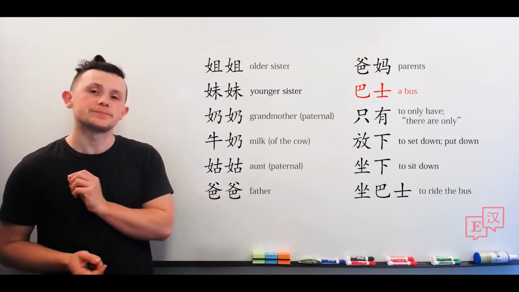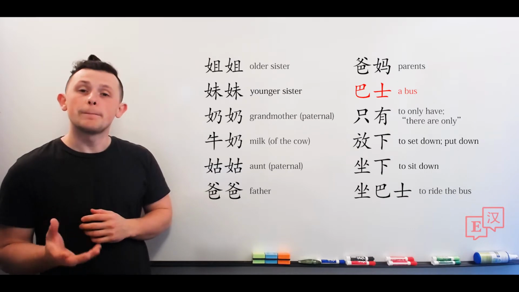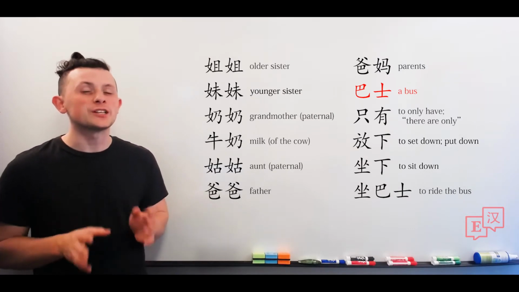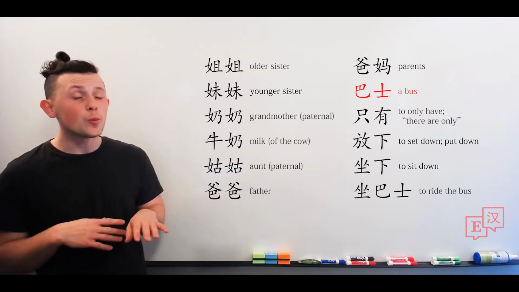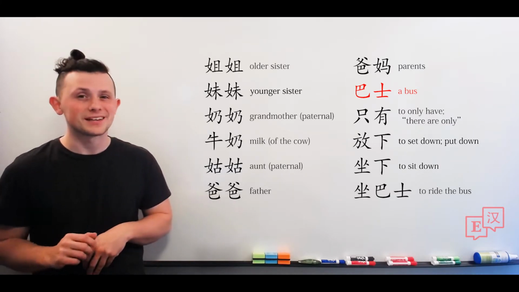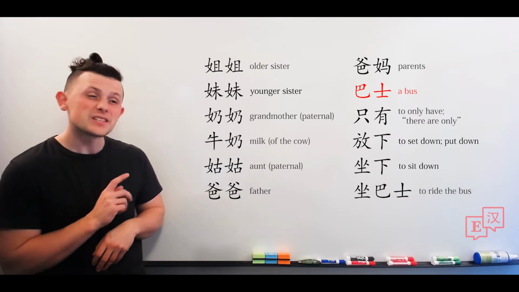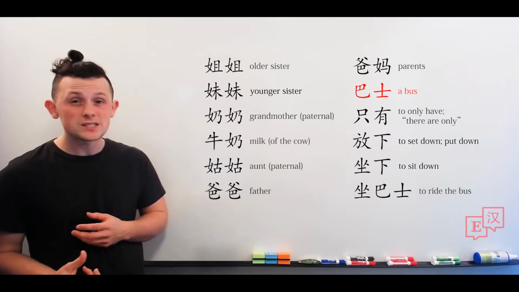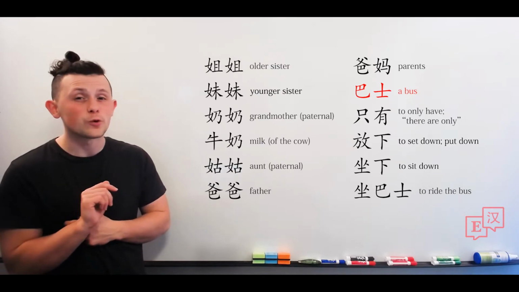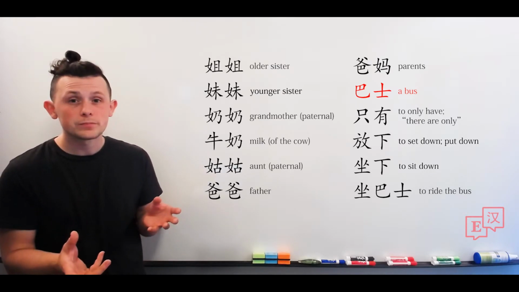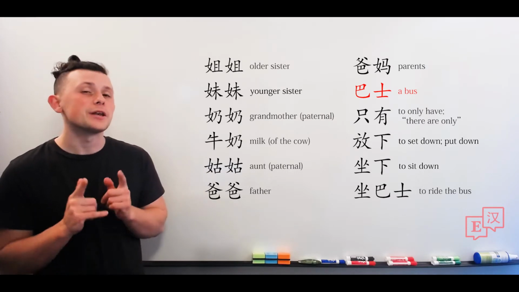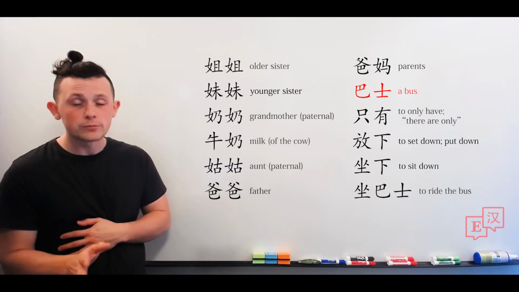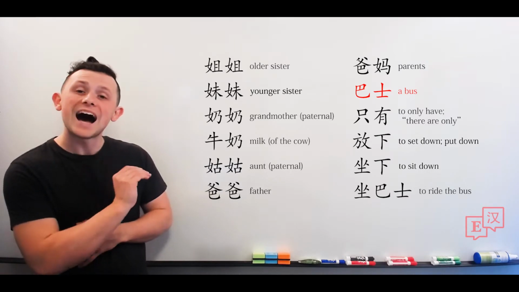巴士, bus. This is simply a transliteration of the English word bus. There is no particular reason these two characters add up to that. But take note, this is a bus often referring to a kind of intercity bus or like a private bus. While you can use this for a city bus, public transportation, we actually have another character word pair that we will learn later. But for now, bus, 巴士.